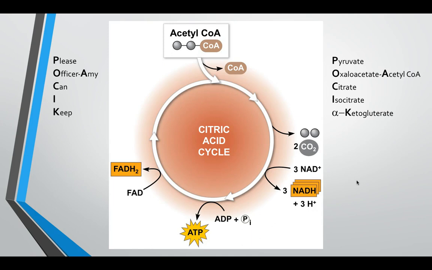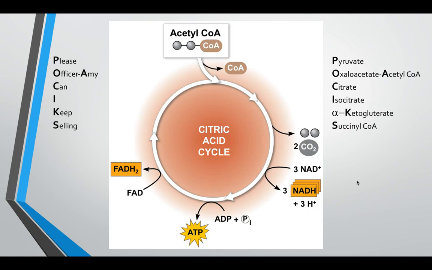Isocitrate is converted to alpha ketoglutarate, the K for keep. The step that changes isocitrate to alpha ketoglutarate is going to strip the molecule of one carbon dioxide and also oxidize that molecule, reducing one NADH. The same thing happens with the next step. To go from alpha ketoglutarate to succinyl coenzyme A, carbon dioxide is removed, and NAD is reduced to NADH.